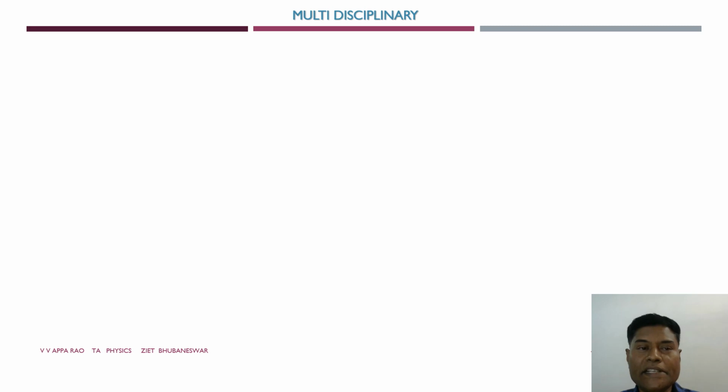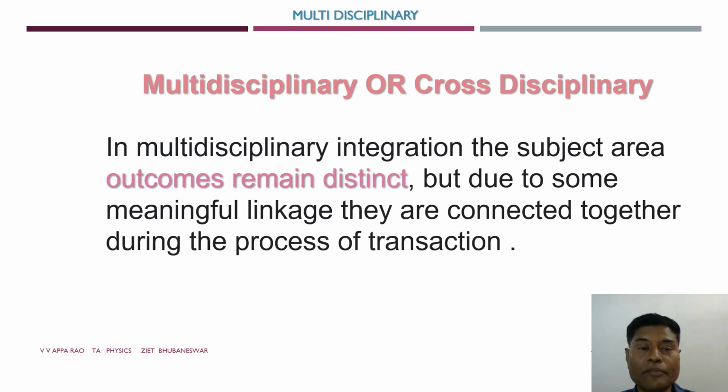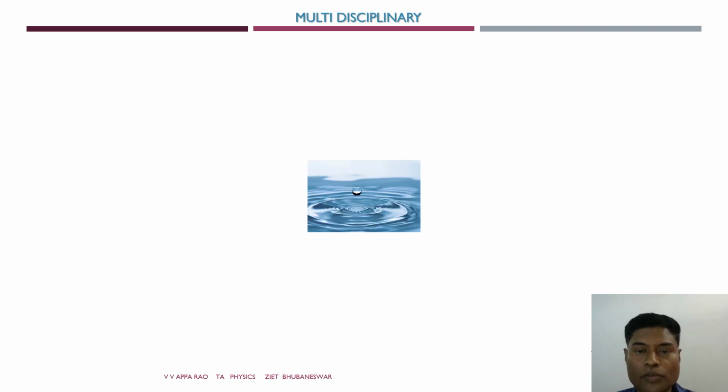Now, multidisciplinary approach. What is a multidisciplinary approach? A multidisciplinary approach is one in which the same topic is studied from the viewpoint of more than one discipline. It means the integration happens between different subjects. The learning outcomes remain distinct. Each subject has its own learning outcomes, but due to some meaningful linkage, they are connected together during the process of transaction.